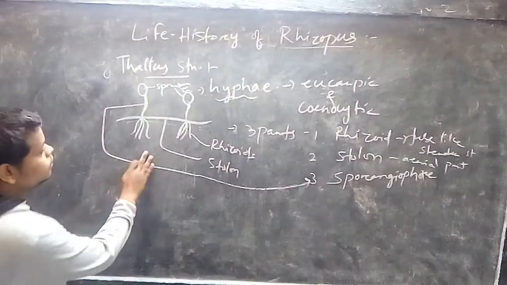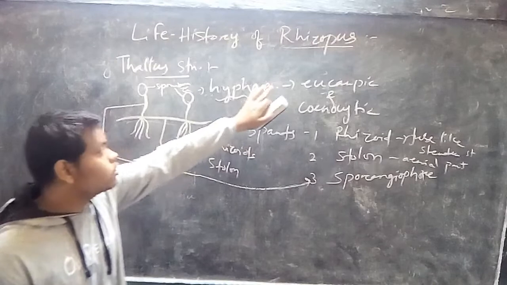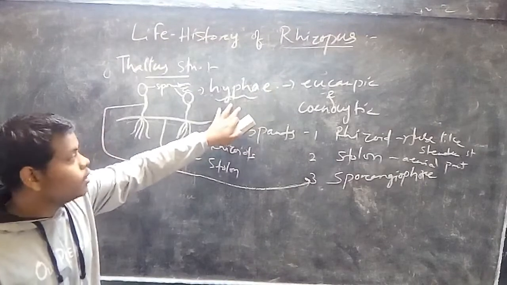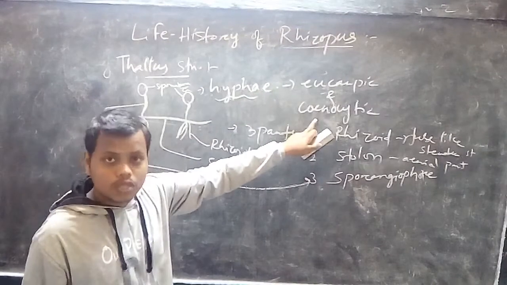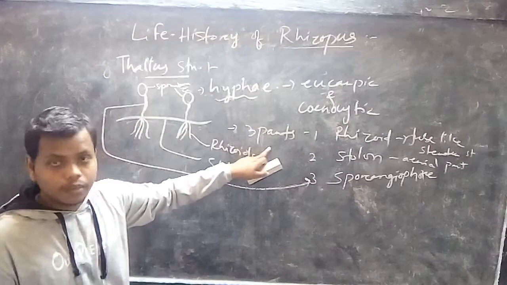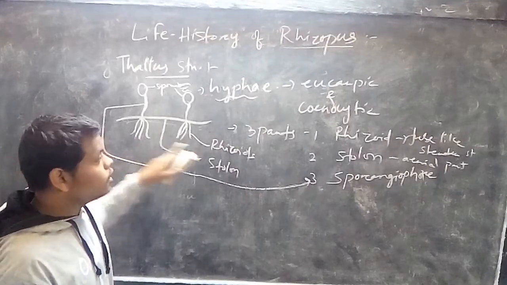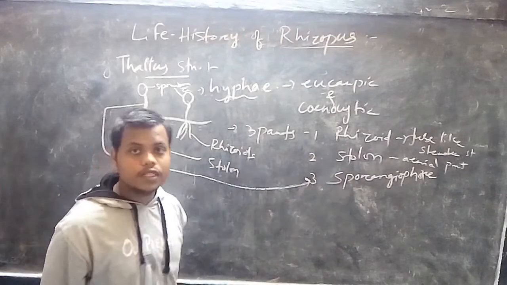So this is the main, simple thallus structure of Rhizopus. The Rhizopus thallus consists of hyphae. These hyphae are eucarpic and coenocytic in nature. Then the hyphae of Rhizopus are classified into three different parts. The part which grows inside the substratum is called a rhizoid. It helps in anchorage and absorption.